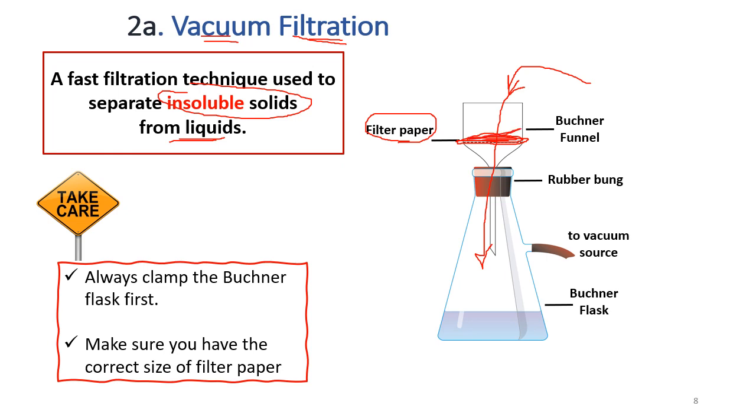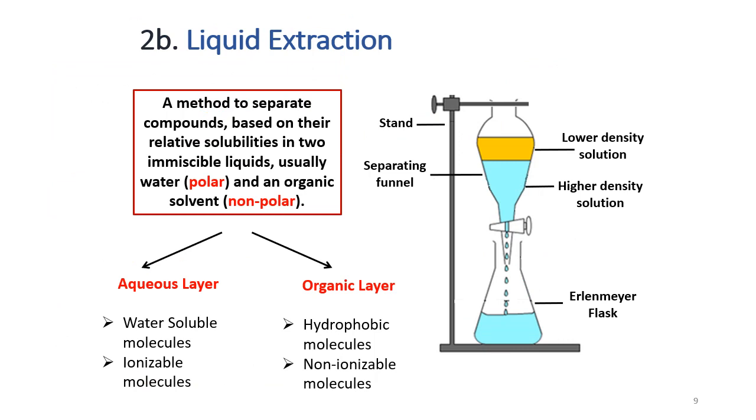When will you use this apparatus? Once you have an insoluble solid in a liquid. But what will you do if you have two immiscible liquids? Now I have two immiscible liquids. I cannot do a vacuum filtration, but instead I will do the liquid extraction or the separation method using the separating funnel we used to use.